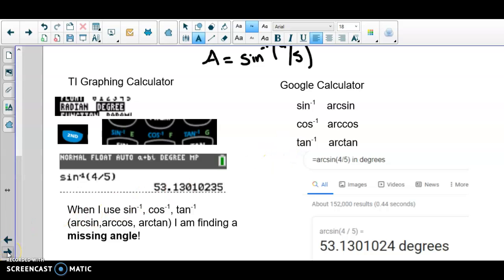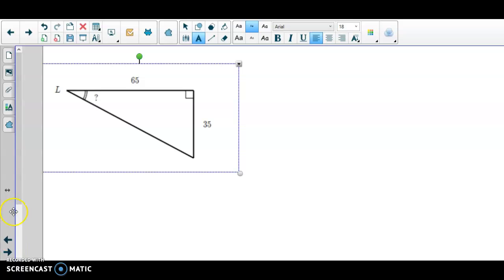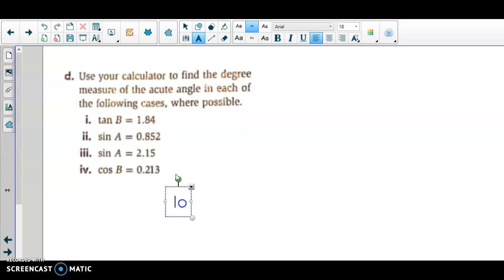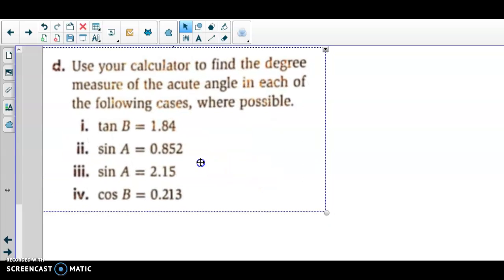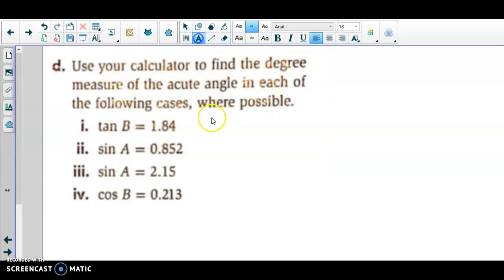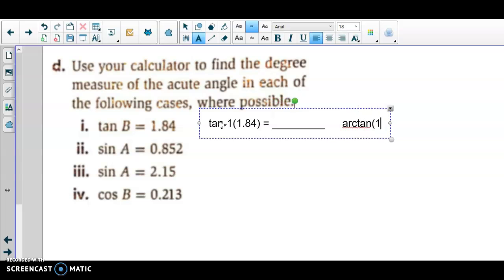Let's look at some little equations right here. We're doing this next. Okay, so how could we use our calculator to solve each of these? All you're going to do is type in tangent inverse, okay, 1.84, right? And you would get your answer. And if you didn't have a calculator, you could just do arctangent of 1.84 in degrees, and you would get your answer. All right, so that's what you would type in.